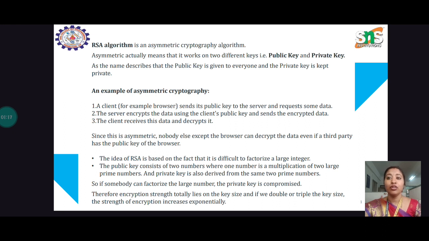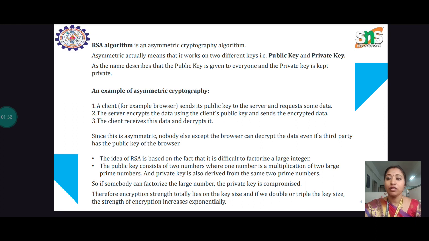Since it is asymmetric, nobody else except the client can decrypt it. A third party may have the public key of the browser, but they cannot see the data, unless they have the private key.